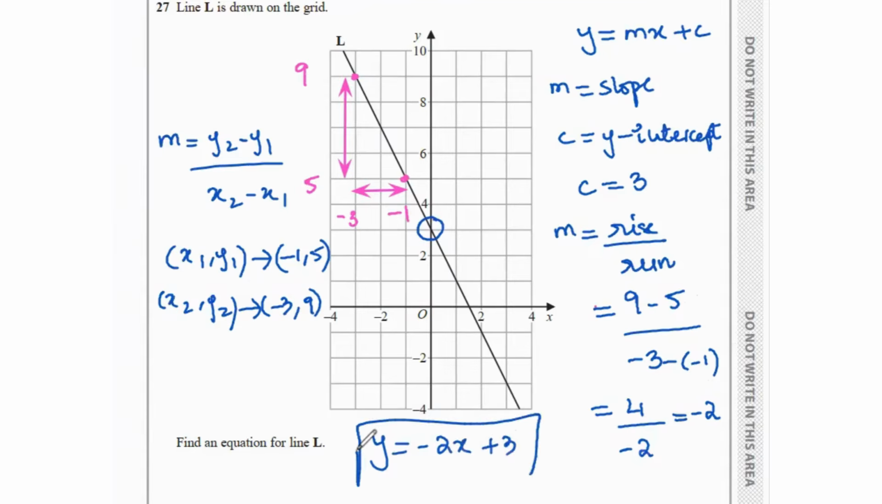You can pick any method. You can use rise over run or use the slope formula to find the slope. For the y-intercept, always look at the point through which the graph is crossing the y-axis, and that would give you the equation very easily.